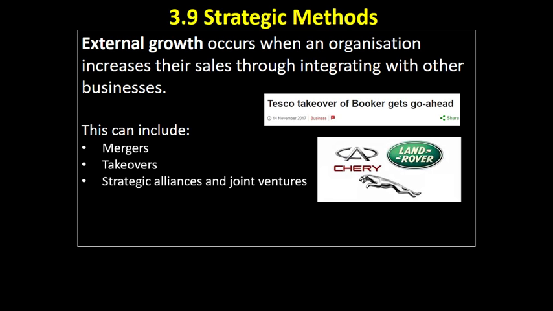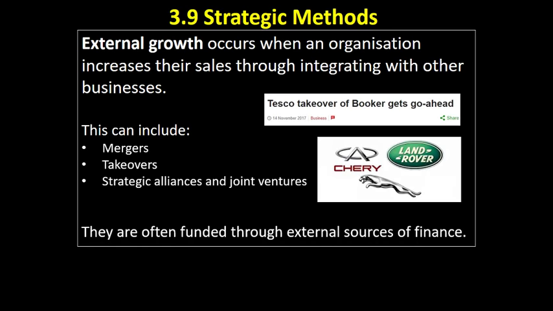We can look at that in a bit more detail, but basically these organisations are working together on an agreed project, and they're hoping to gain sales in that way. Chery gain from Jaguar Land Rover's expertise in building cars. Chery know the Chinese market, and so this benefits all of them, and they're hoping to grow through this form of growth.